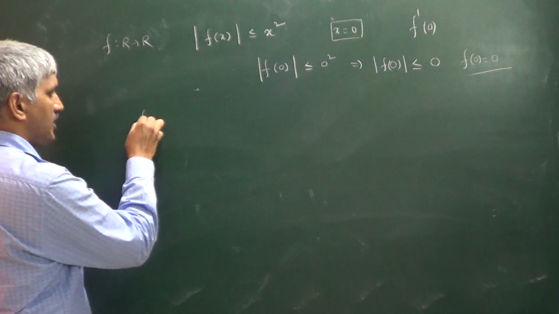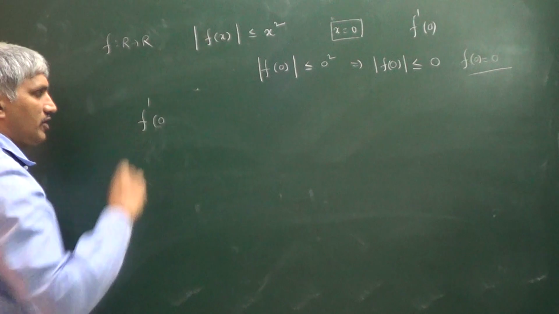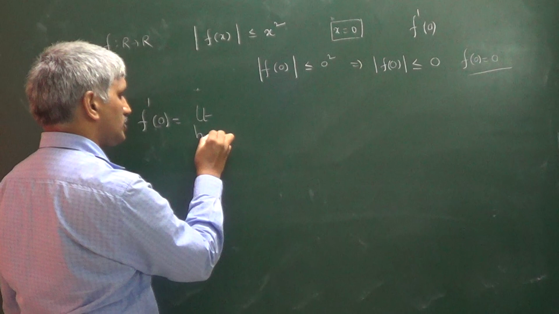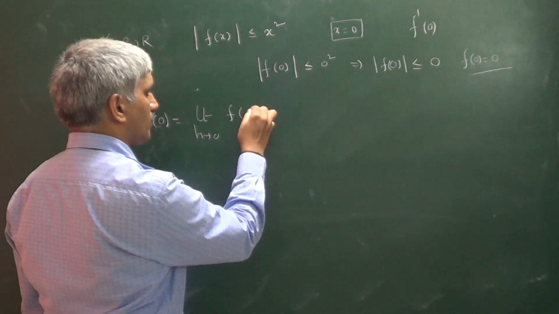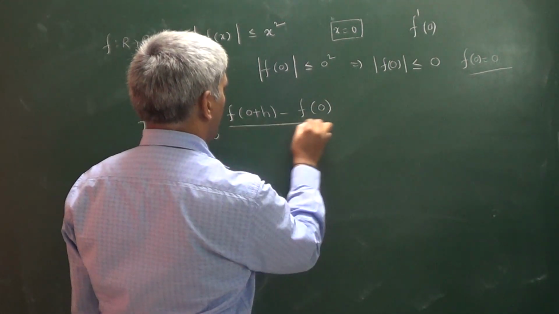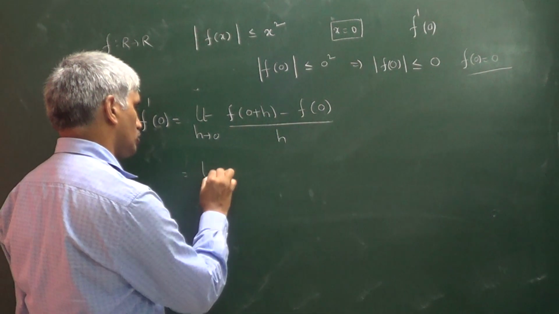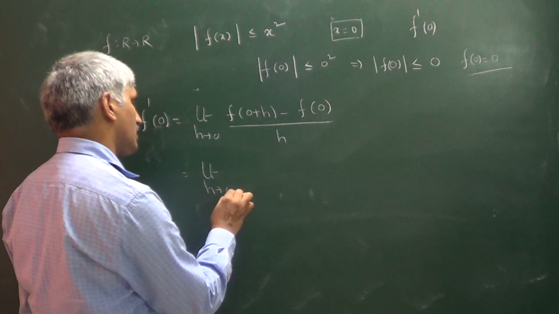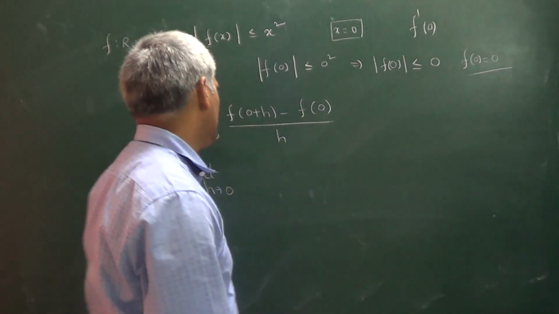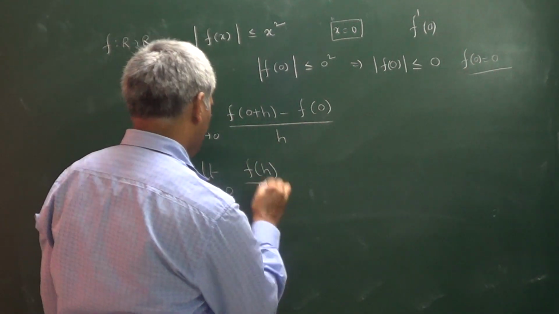Now we require to find f'(0). f'(0) is equal to the limit as h tends to 0 of (f(0+h) - f(0))/h. That is f'(0). Now this is equal to the limit as h tends to 0. Can you tell me what f(0) is? f(0) we got as 0. So we got this as f(h)/h.